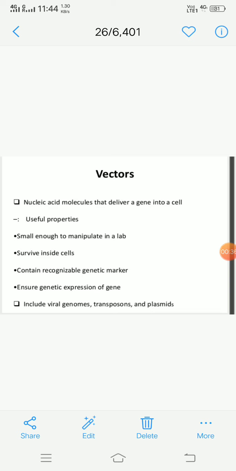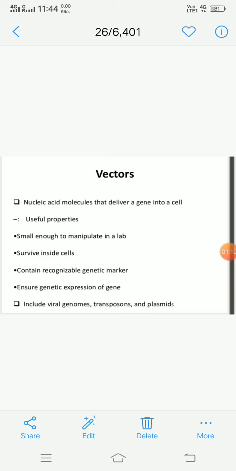Vector is nothing but a kind of vehicle. Means you have to carry one thing from one place and give that thing to another place. For that we need a vehicle. So this is that type of the vector. Vector is nothing but the vehicle to carry things from here to there. Here, the vector has to carry the recombinant molecule.